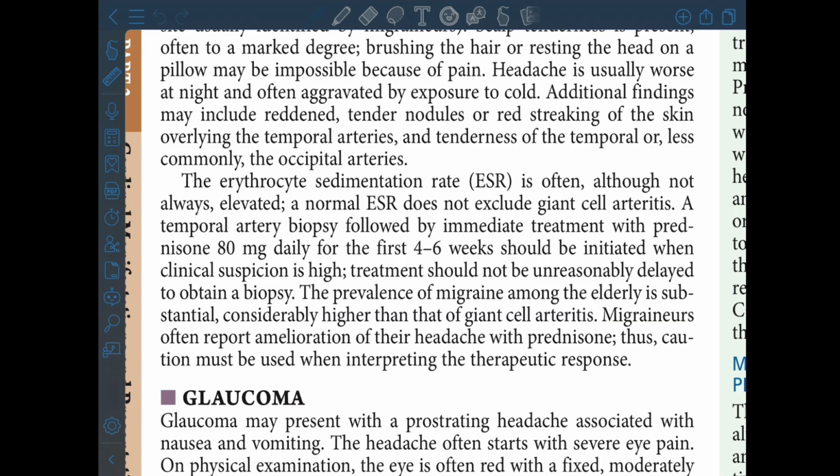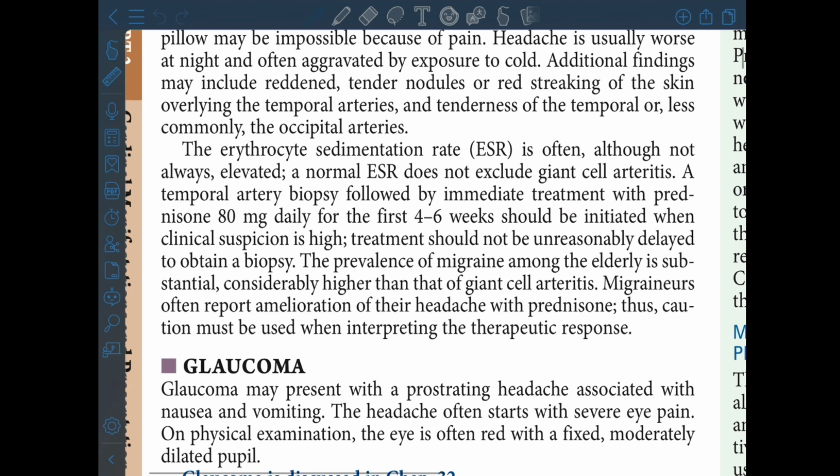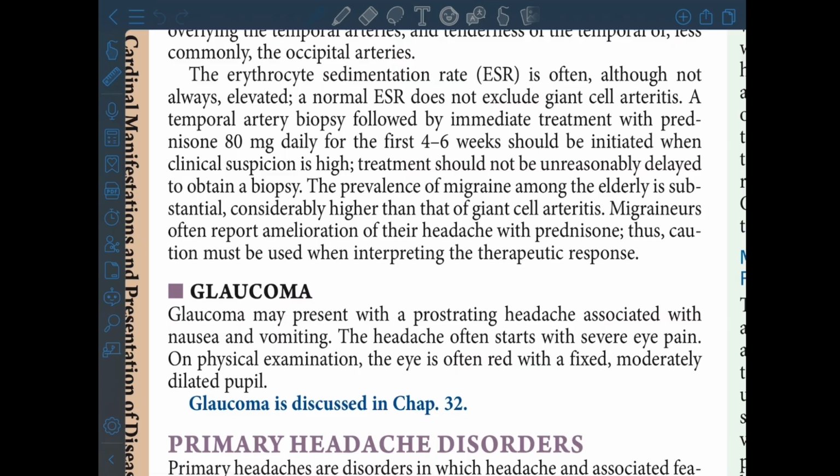The prevalence of migraine among the elderly is substantial, considerably higher than that of giant cell arteritis. Migraineurs often report amelioration of their headache with prednisone. Thus, caution must be used when interpreting the therapeutic response.